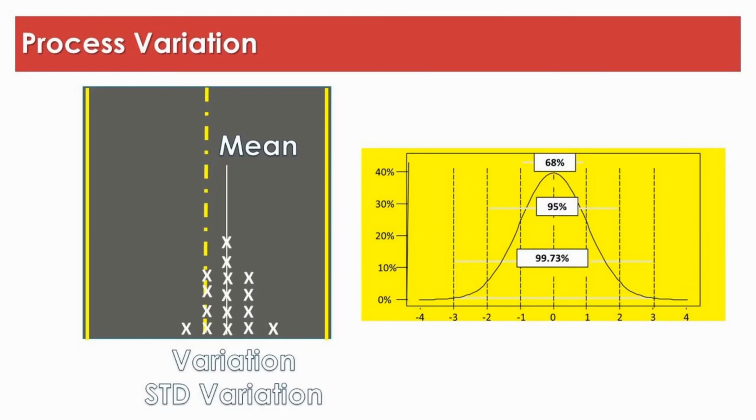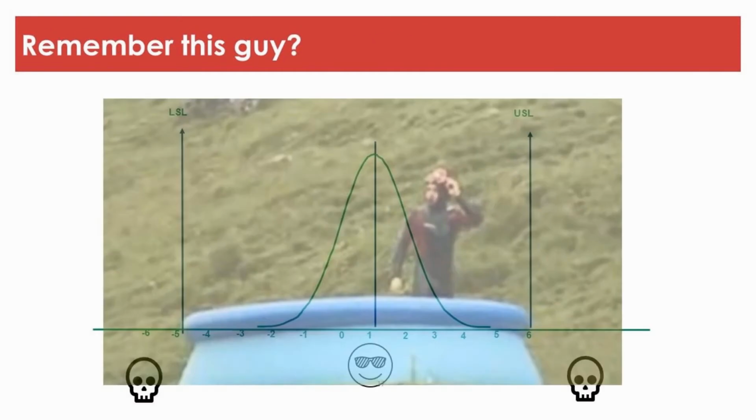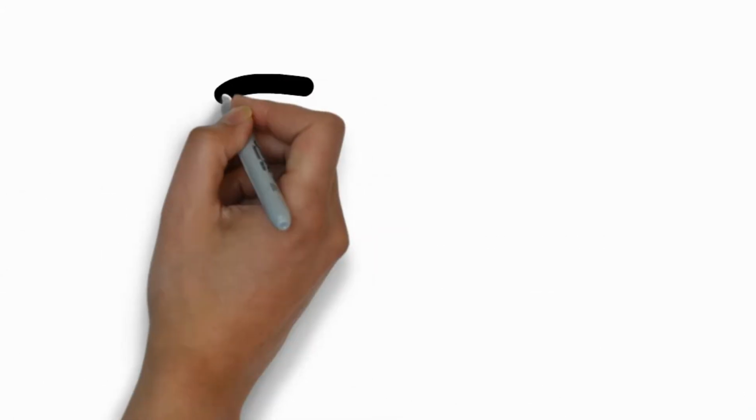Remember this guy? If we throw him through the ramp multiple times, we are going to have a frequency. Of course, the size of the pool is going to be the upper spec and the lower spec limit. So let's go to point number 2, the requirements.